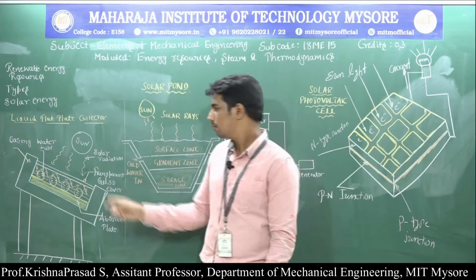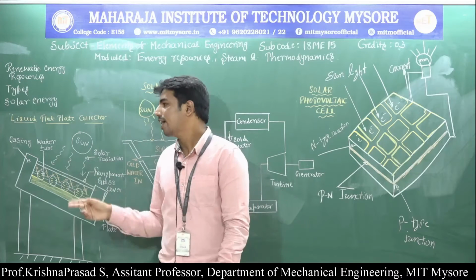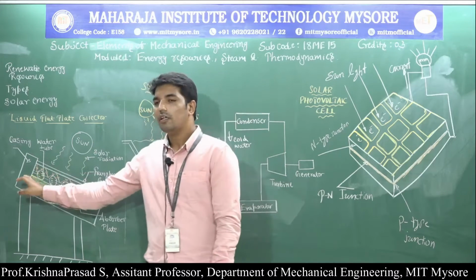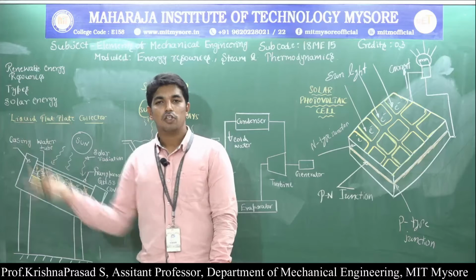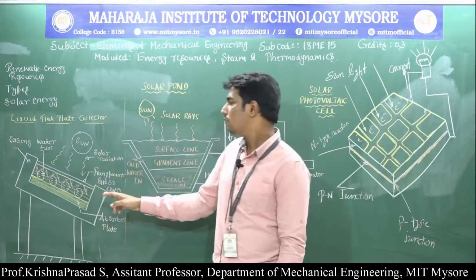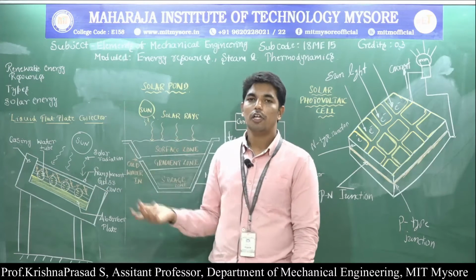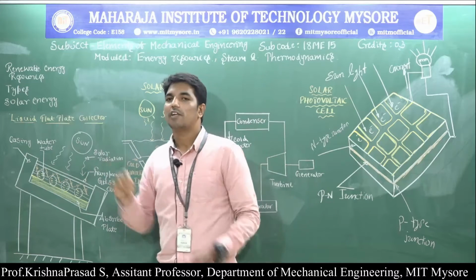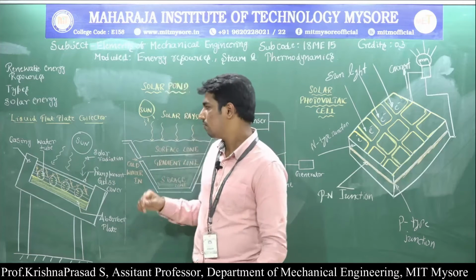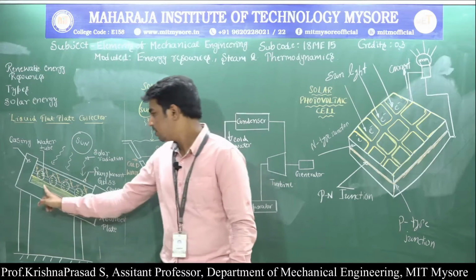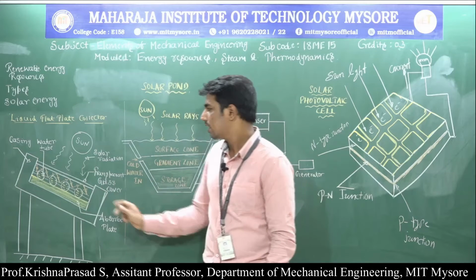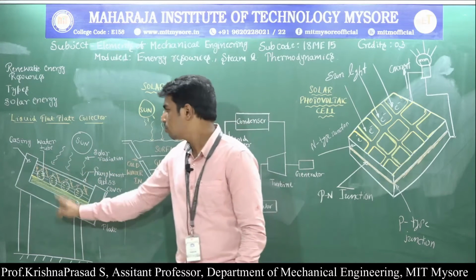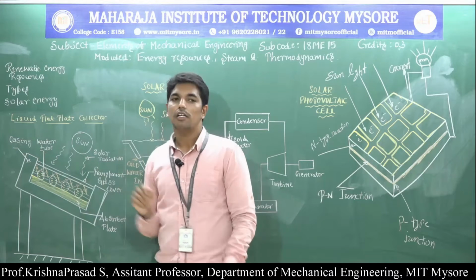This liquid flat plate collector is connected to two tanks: the upper header tank and the solar water heater tank. The input of the collector is connected to the overhead tank, and the output is connected to the solar water heater tank. The main parts of the liquid flat plate collector are the absorber plate, the water tube, the transparent glass cover, and the casing.